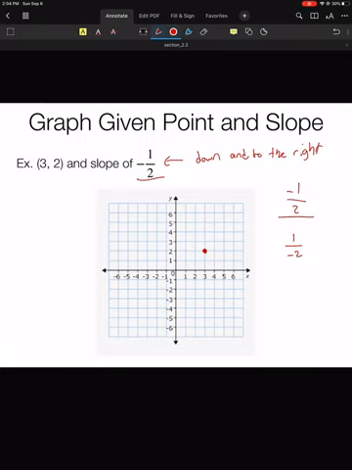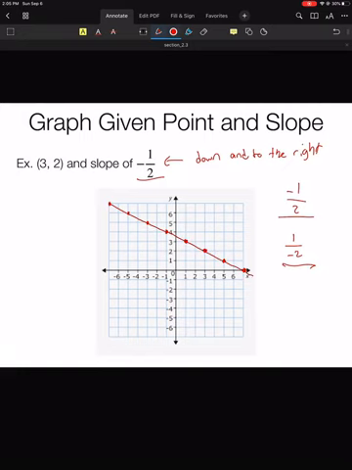Let's go with this one first. -1 means a rise of -1 and then a run of +2, which gets me there. I get these 2 points and create a line. I could again go down 1 and to the right 2. Or, using the second one, I could go up 1 and to the left 2. Up 1 and to the left 2 gets me there, and then there, there, and all the way up to there.